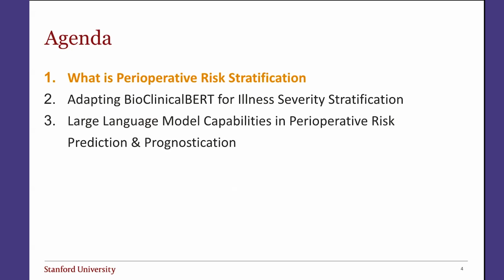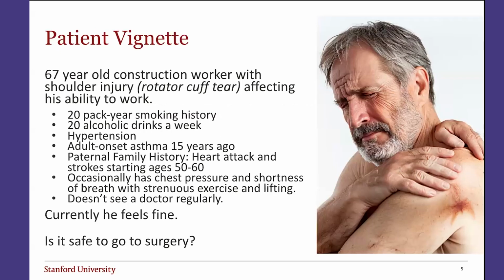So, starting off with what is perioperative risk prediction? I want to start with a patient vignette. Consider a patient that might show up in the hospital. It's a 67-year-old construction worker. He had a shoulder injury, a rotator cuff tear, and it's affecting his ability to work. When you have a rotator cuff tear, you can't move your arm very well. You can't lift things.